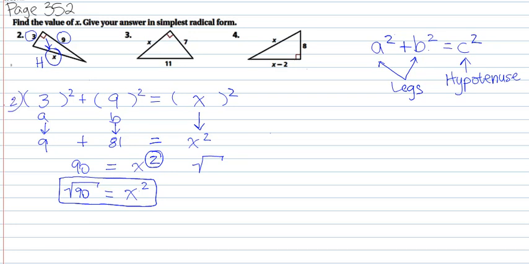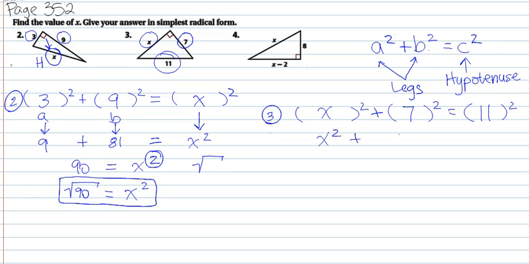Now I'm going to solve number 3. Okay, so again, my hypotenuse is 11 in this case. My A and my B are x and 7. I'm going to use the parentheses again before I substitute anything in. Okay, so in this case my hypotenuse is 11, so I'm writing that down. 7 is one of the legs and x is the other leg. So we have x squared plus 7 squared is 49 and 11 squared is 121.